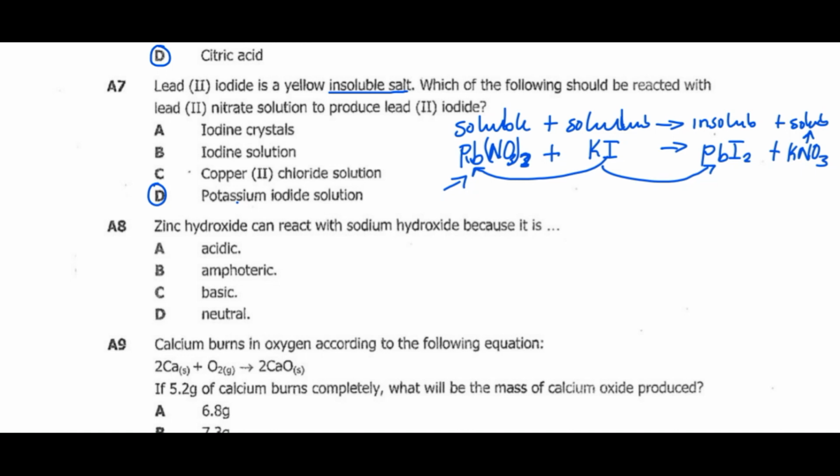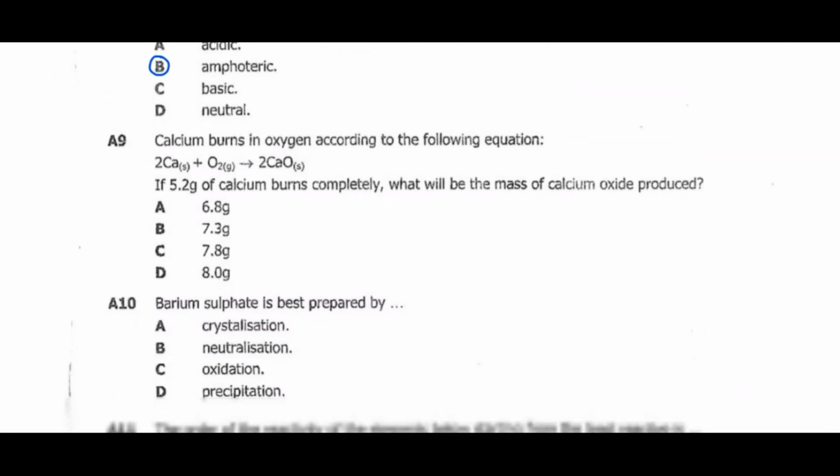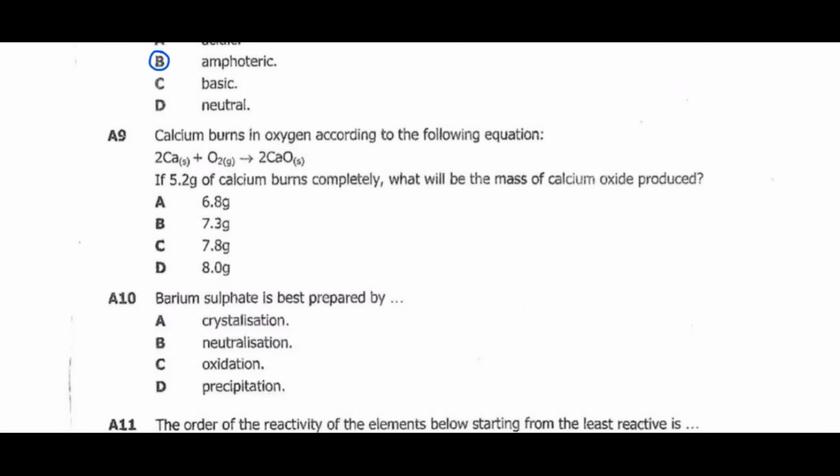Zinc hydroxide can react with sodium hydroxide because it is... If you look at hydroxide, we know that most hydroxides are bases, and here is a base. If zinc hydroxide can react with a base, then zinc hydroxide here is acting as an acid. So what oxide behaves in such a manner? This is what we call an amphoteric oxide. Then we move on to question 9. Question 9 reads, calcium burns in oxygen according to the following equation.